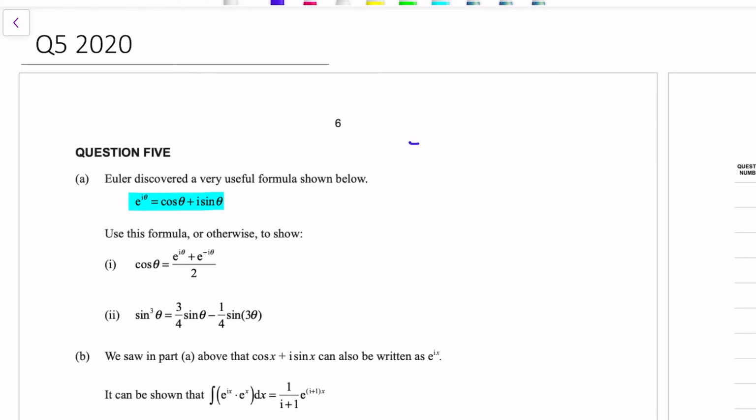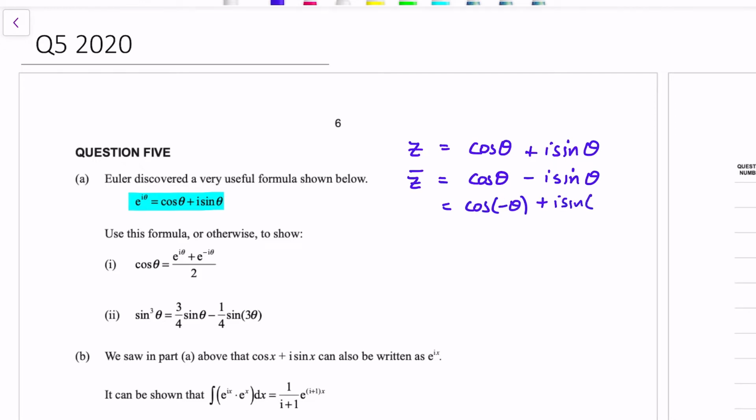If you have a complex number z, which we write in polar form as cos theta plus i sine theta, and we're talking here about a complex number that has a modulus of 1, so we don't write r cis theta, it's just 1 cis theta. Then the conjugate of z is cos theta minus i sine theta, which is actually the same as cos minus theta plus i sine minus theta.